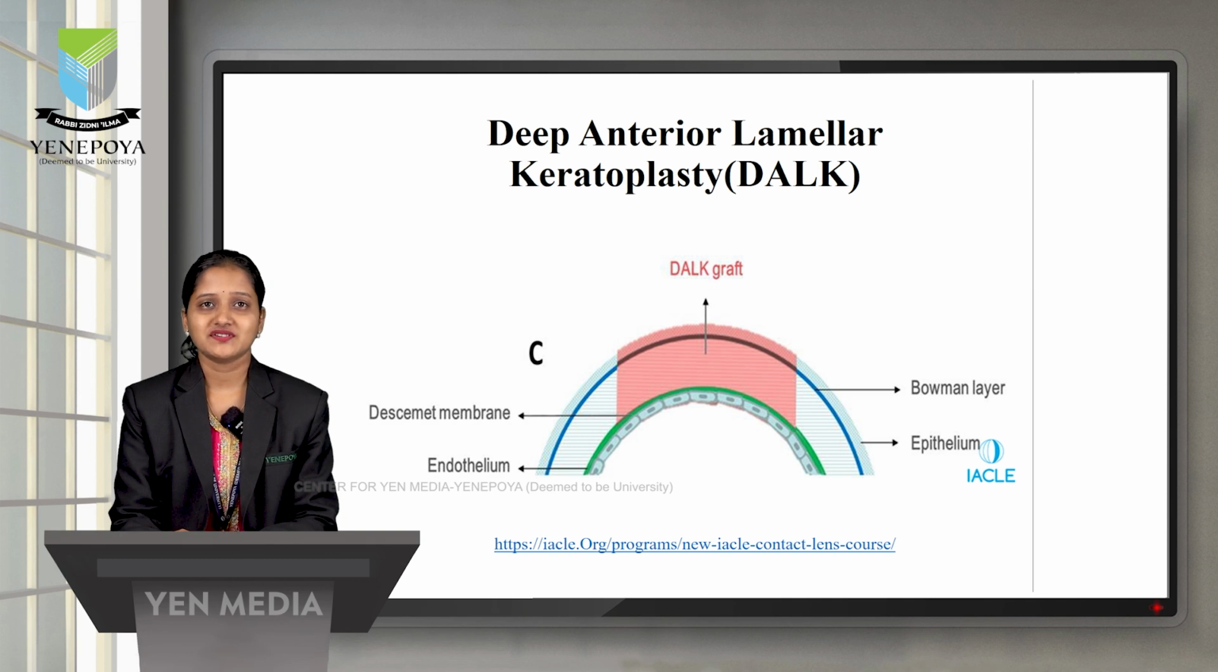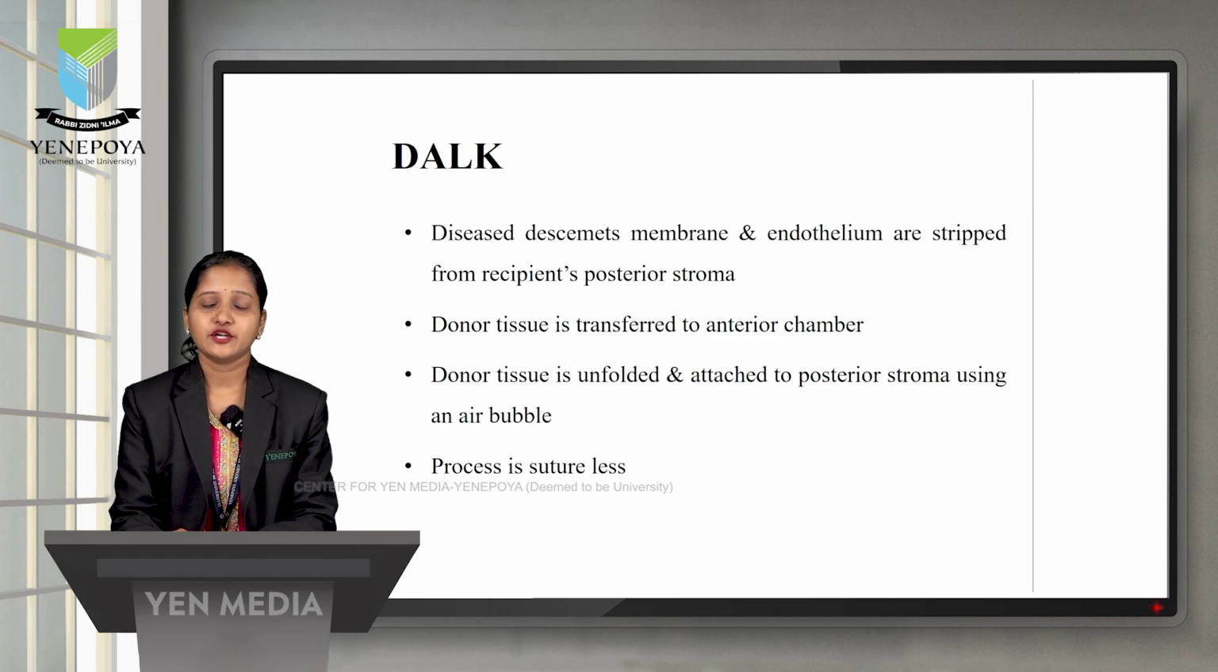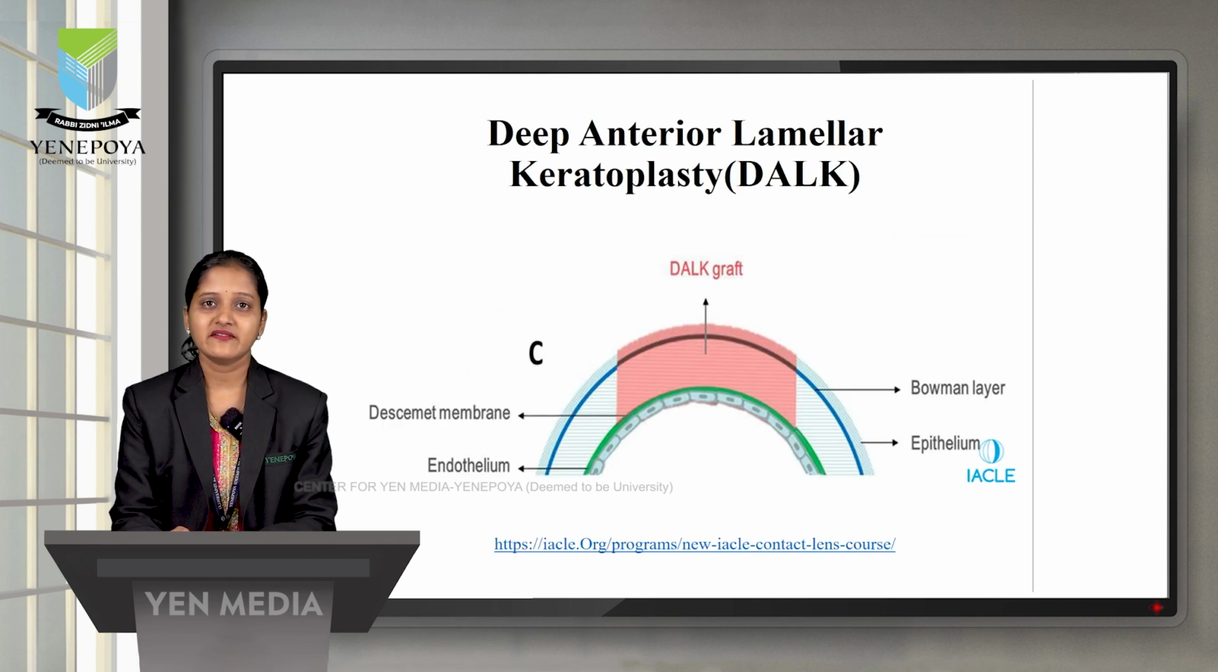Moving on to the next procedure, that is deep anterior lamellar keratoplasty. In this particular procedure, the Descemet's membrane and the endothelium are stripped from the recipient's posterior stroma. Donor tissue is then transferred into the anterior chamber. Donor tissue is unfolded and attached to the posterior stroma using an air bubble. The process is sutureless. As we can see in the image here, the Descemet's membrane and endothelium are being attached.